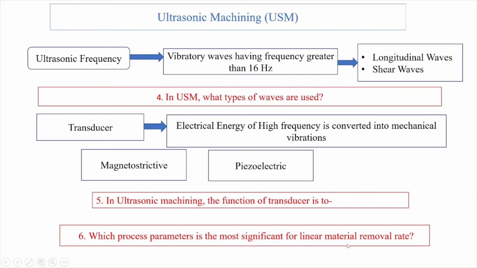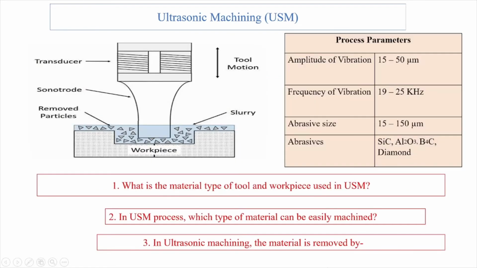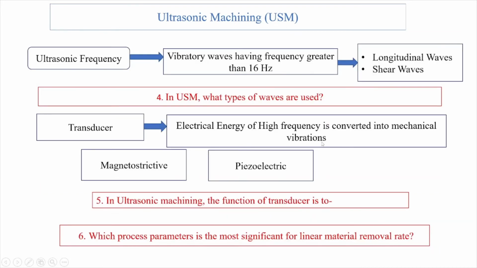Which process parameter is the most significant for linear material removal rate? We have seen the process parameters: amplitude of vibration, frequency of vibration, abrasive size. Among all the process parameters, amplitude of vibration has a high effect on the material removal rate.